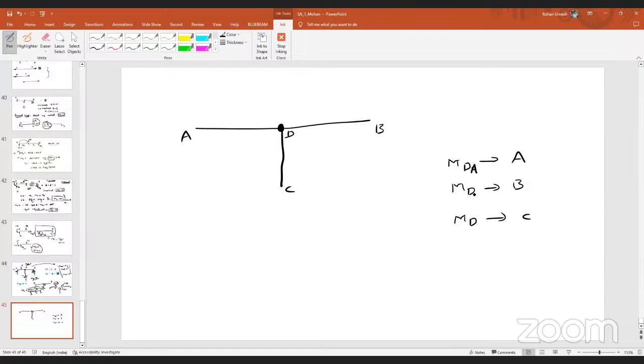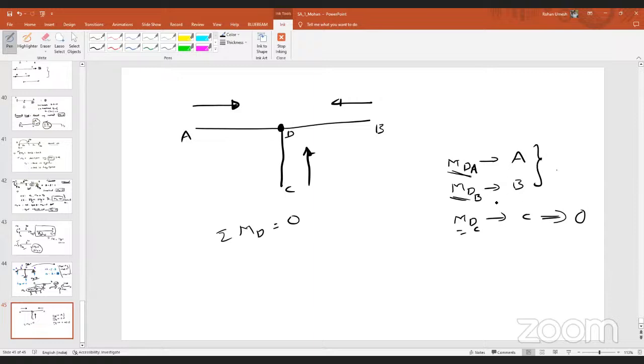Indirectly, I can say this is MDA, this is MDB, this is MDC. So the moment at point D, I can represent either coming from A, or I can come from B, or I can come from C. That means indirectly you are taking the element moments. That means I can say MDA, MDB, MDC. The logic is that MD should be equal to 0, or summation of moment at D should be equal to 0, because it is a hinge joint. If any two of these are 0, then the third one will automatically get satisfied. So that is why we always say that.